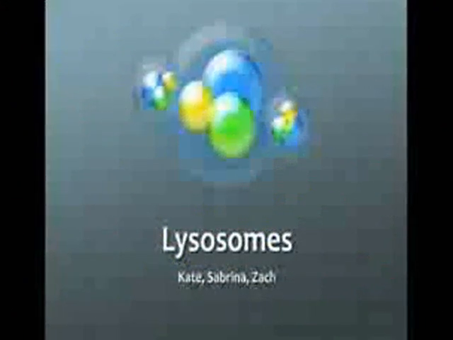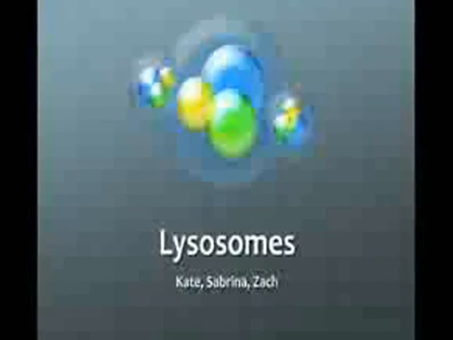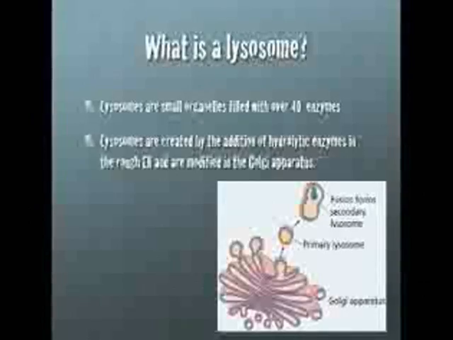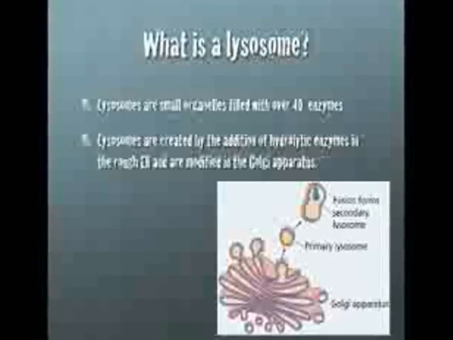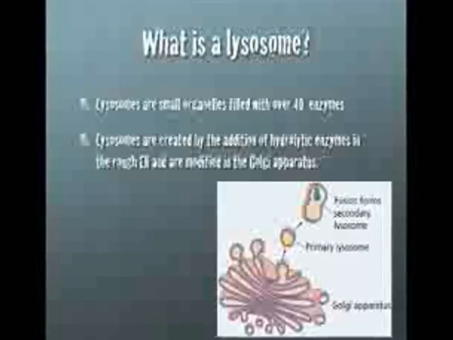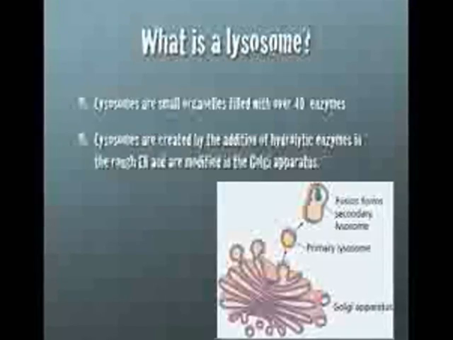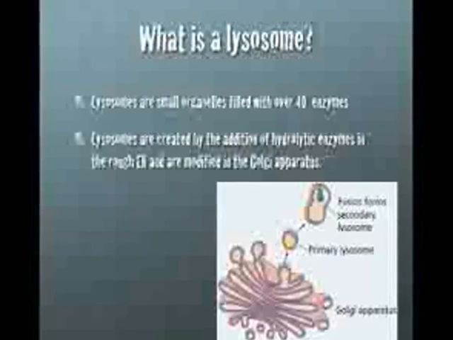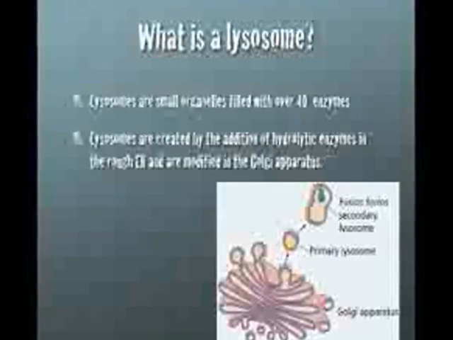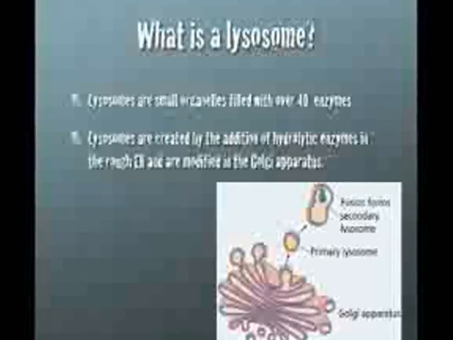Lysosomes. What is a lysosome? Lysosomes are small organelles filled with over 40 enzymes. Lysosomes are created by the addition of hydrolytic enzymes in the rough ER and are modified in the Golgi apparatus. The picture below shows the Golgi apparatus producing lysosomes.